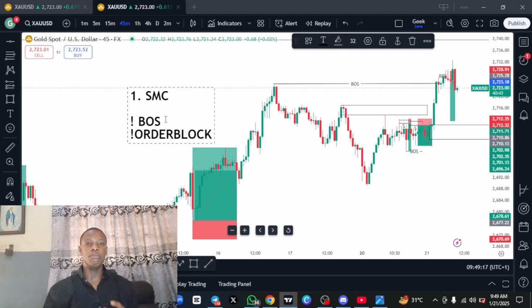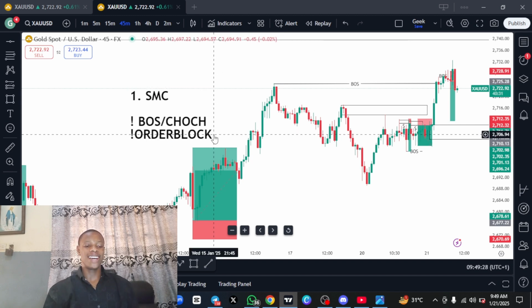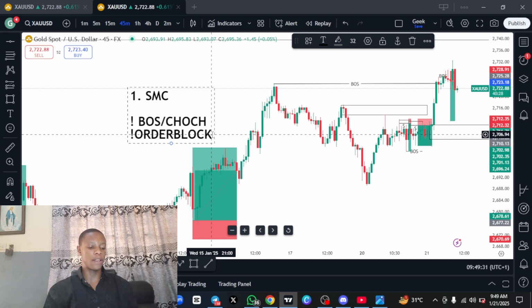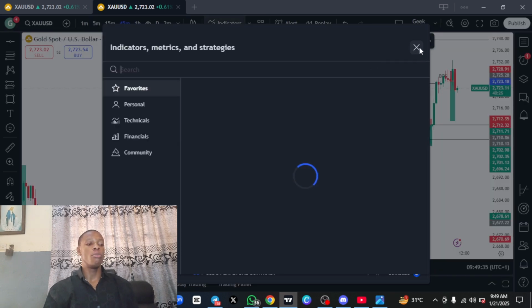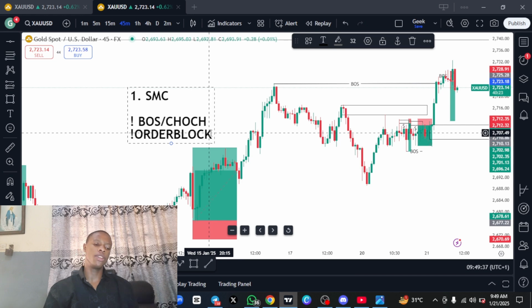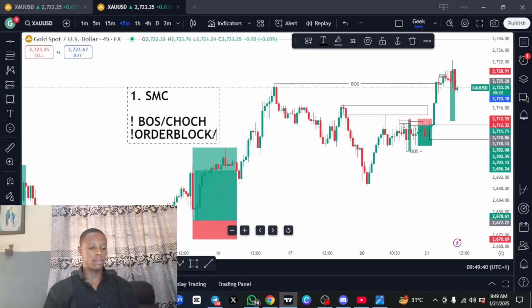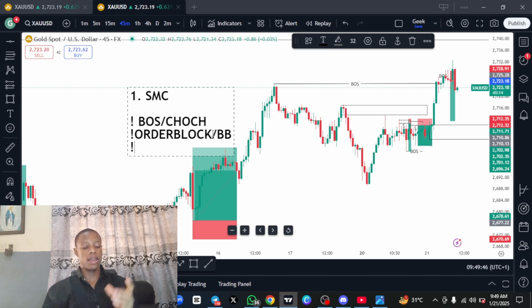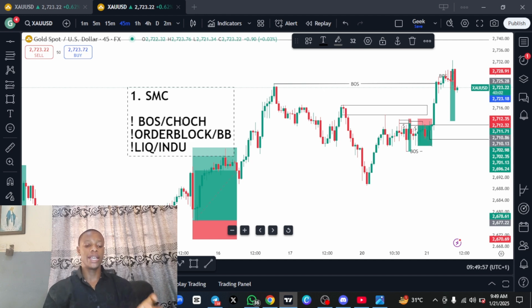This one, BOS, break of structure / change of character. Then order block / breaker block. I believe you guys know what it is. If you don't know what order block or breaker block is, I will advise you watch the video to the very end, and let me see if I explain it well enough for you to understand. Now, the third one is the draws on liquidity. Liquidity / inducement.